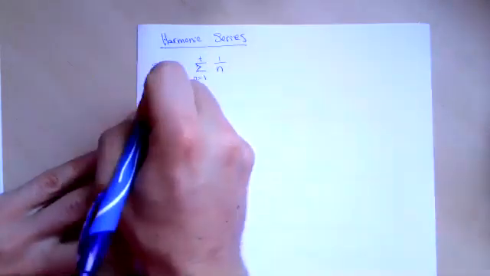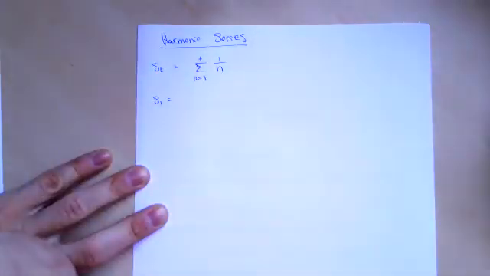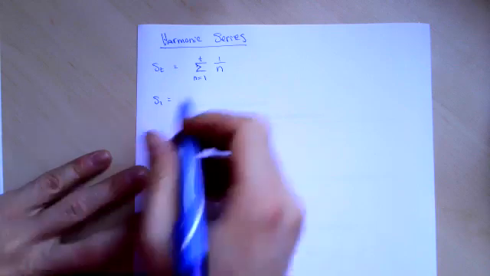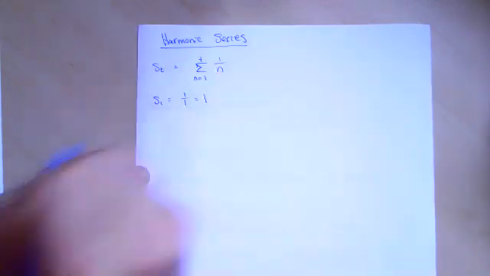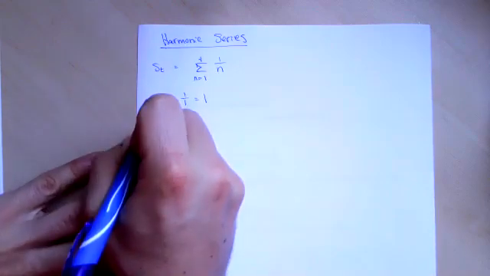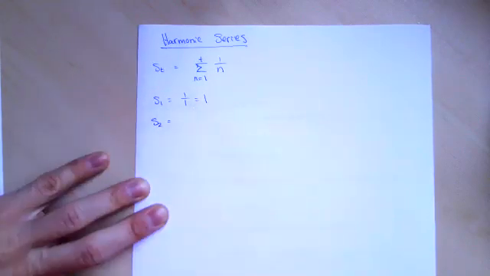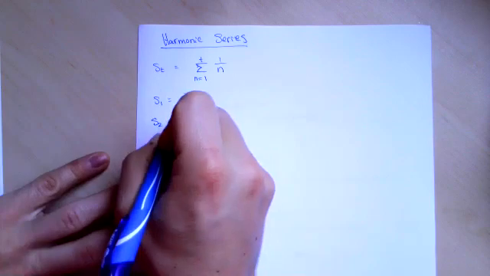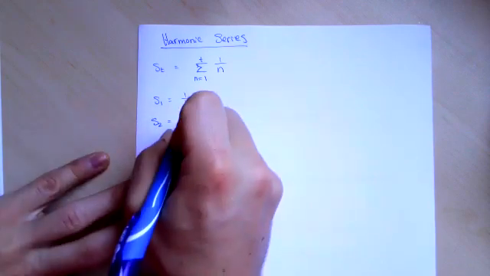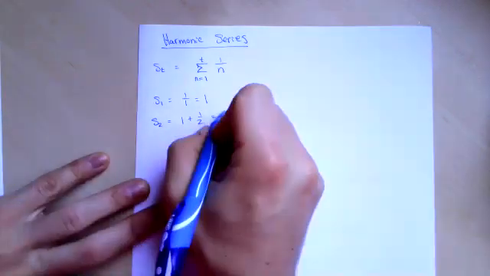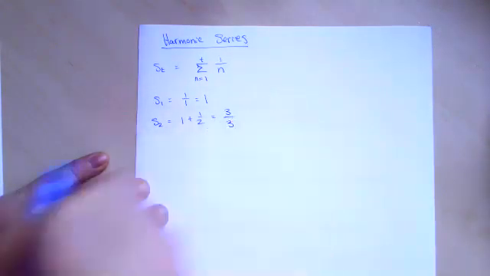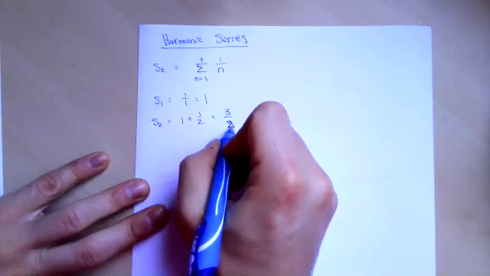So let's take a look. What is S1? S1 is just 1 over 1. S2 is going to be the first term, 1, plus 1/2. Oops, 3/2.